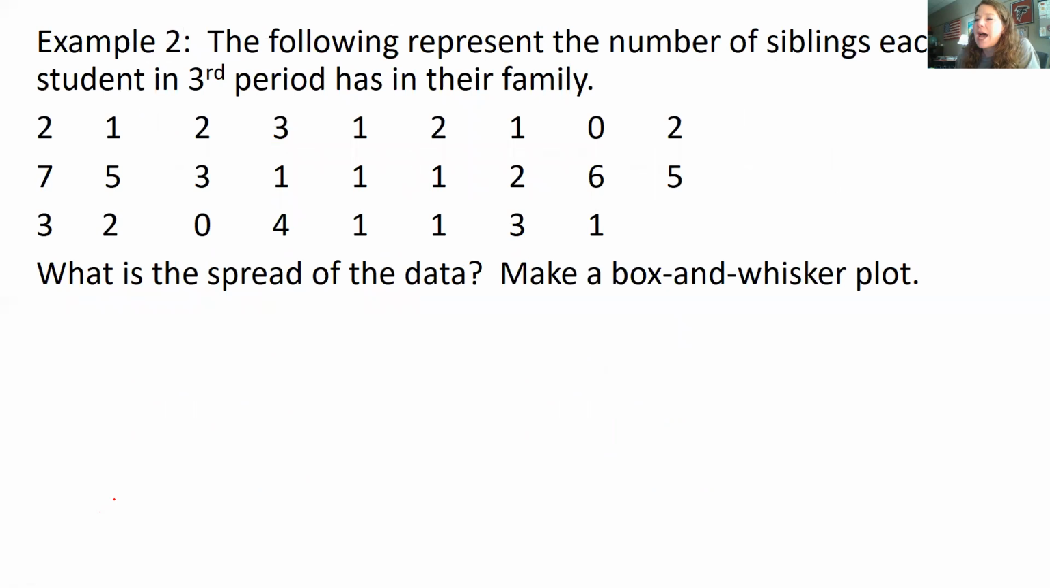All right, so how are we going to make a box and whisker plot? Well, the very first thing we're going to do is put these numbers in numerical order. Okay, first thing you do, you must put them in numerical order. So I'm going to count the zeros. 1, 2. Now I'm going to count the ones. I have 1, 2, 3, 4, 5, 6, 7, 8, 9.